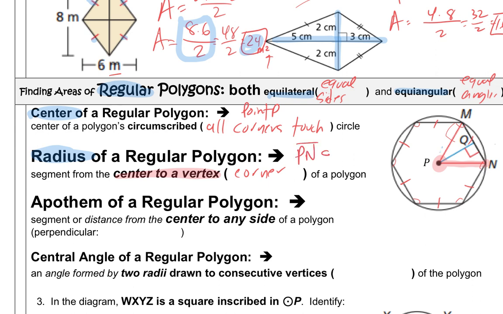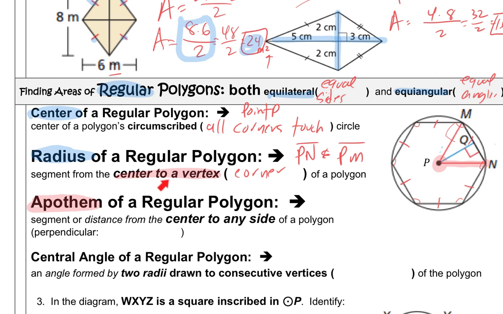PN. What's the other one? That's right, PM, right? PM right here is also a radius. We said from the center to a corner. Now this is a new term right over here, apothem. It may be pronounced differently in your other classes, but it doesn't matter. It's the same thing. The apothem is similar to a radius.